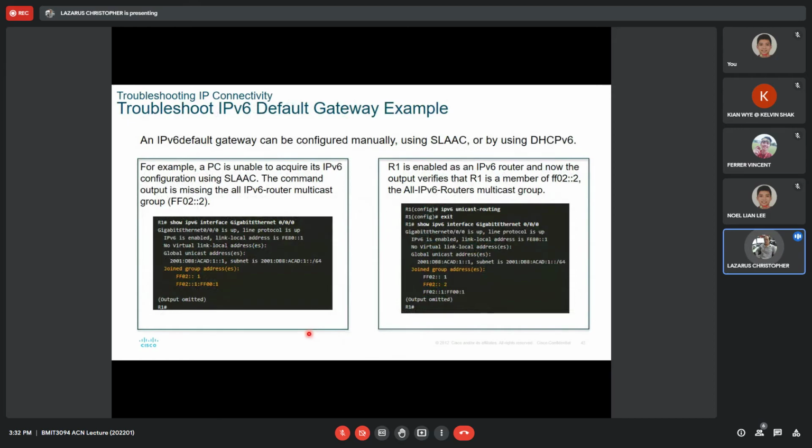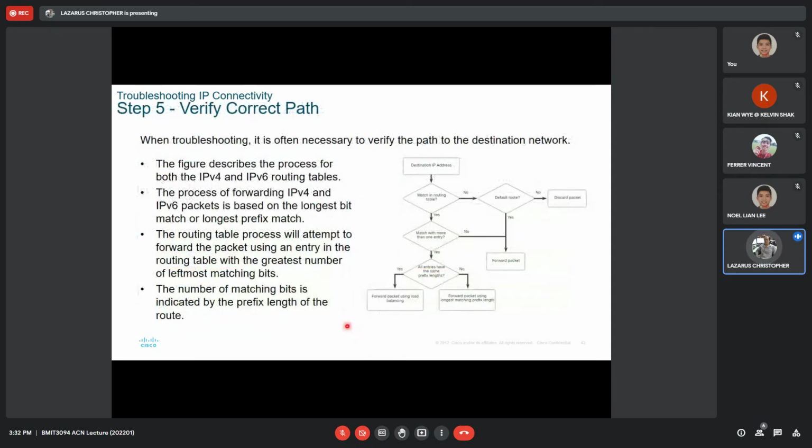Same thing for IP version 6. You can also check the default gateway. Similar kinds of issues can happen. Then verify the correct path, so you're basically going from source to destination. This diagram here shows routing table information for both IP version 4 and IP version 6.